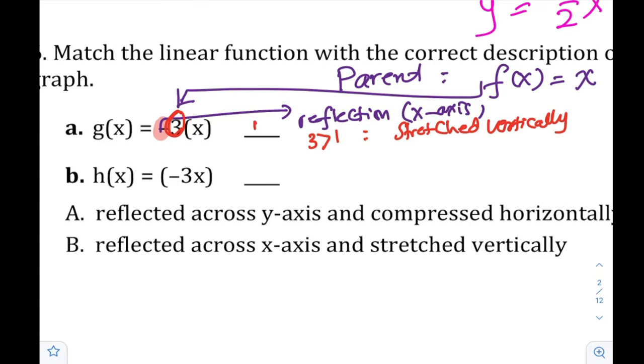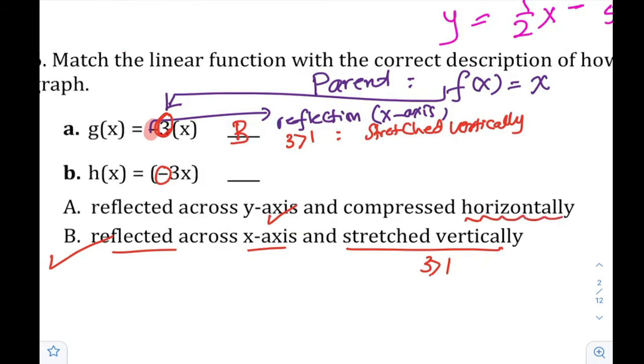So here, B is the correct choice because it's reflected across x-axis and stretched vertically because 3 is more than 1. For the other one, as we have expected, the minus is inside, so the reflection is across the y-axis, and the 3 is multiplied by the x inside the group, so the effect is horizontal, and it is the opposite case of the vertical stretching. Since 3 is more than 1 inside the group, it's compressed horizontally, and we will choose A.